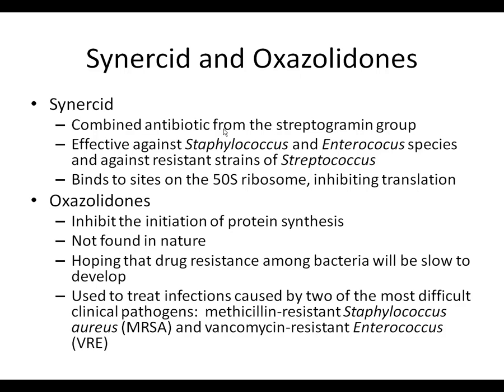This is going to be used to treat infections that are caused by some very significant clinical pathogens. Number one, MRSAs, which are methicillin-resistant Staph aureus, and then vancomycin-resistant Enterococcus, or VREs. These are both organisms that will usually be treated with something like vancomycin. But in order to keep those microbes from becoming drug resistant to vancomycin, some of these oxazolidinones are going to take the place of vancomycin and start fighting some of these staphylococcal and enterococcal infections.